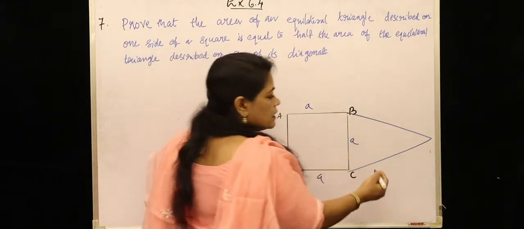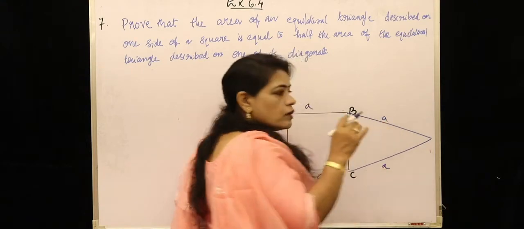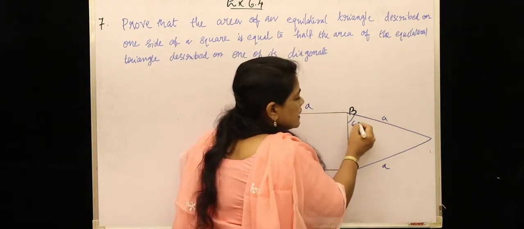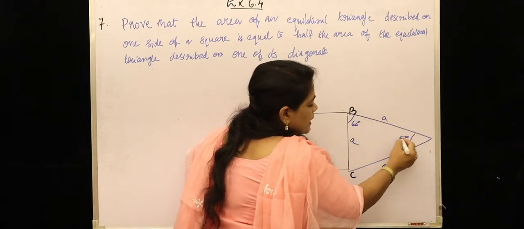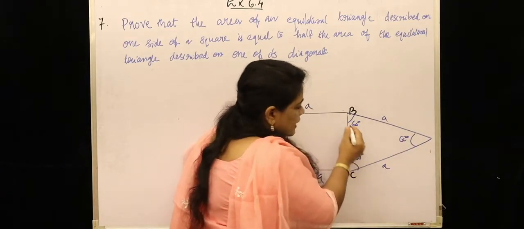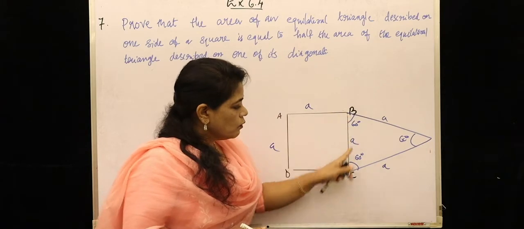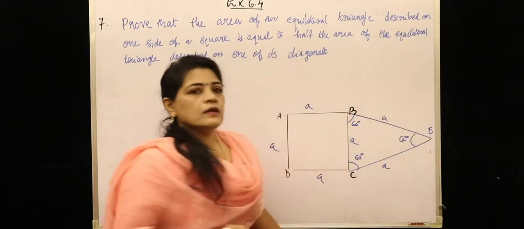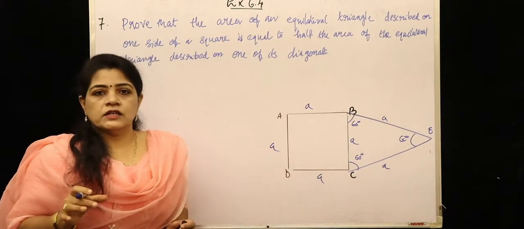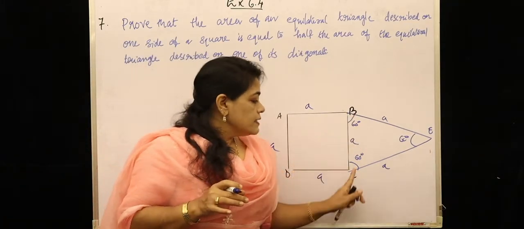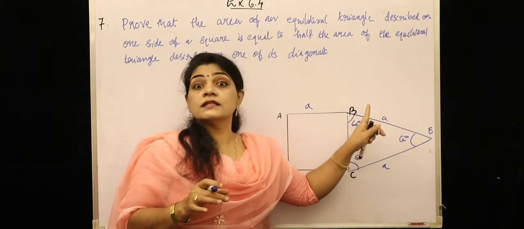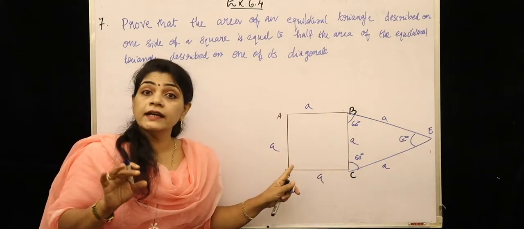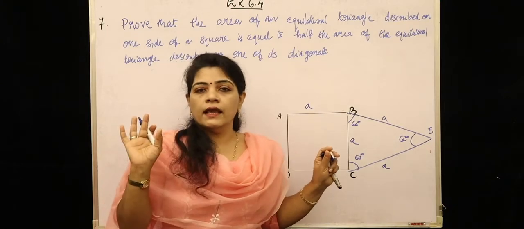That means here it is equilateral, all sides are equal, all angles are equal. So here 60 degree, here 60 degree, here 60 degree, and here BCD. Let it be E. So we now have an equilateral triangle BCE with the side a, because we have taken a square with the length of the side as a.